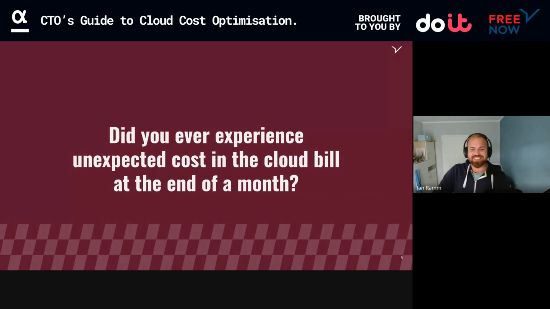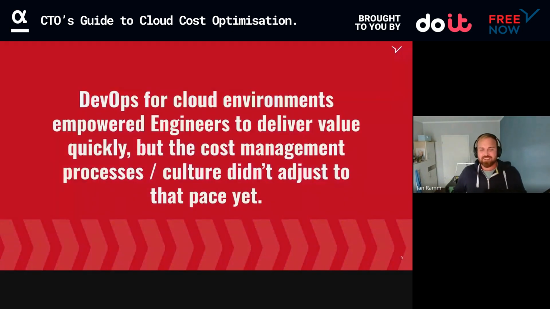No, just kidding. So something I've learned is in the journey when DevOps arrived as a concept, you empower engineers to deliver value quickly. But what I noticed is that the cost management processes didn't adjust to that pace yet. If you think about 20 years back when you needed new hardware, you did a procurement request, they bought hardware, put it into the data center, and whatever. There was a lengthy process.